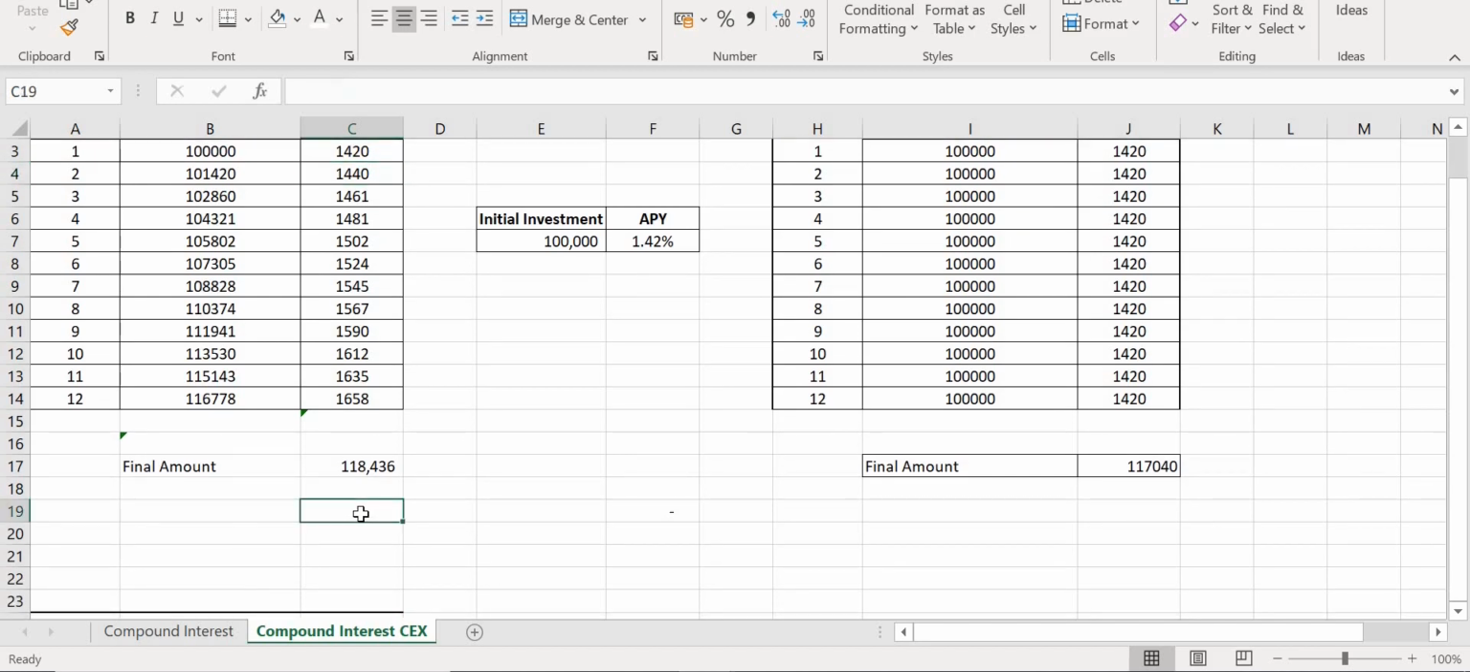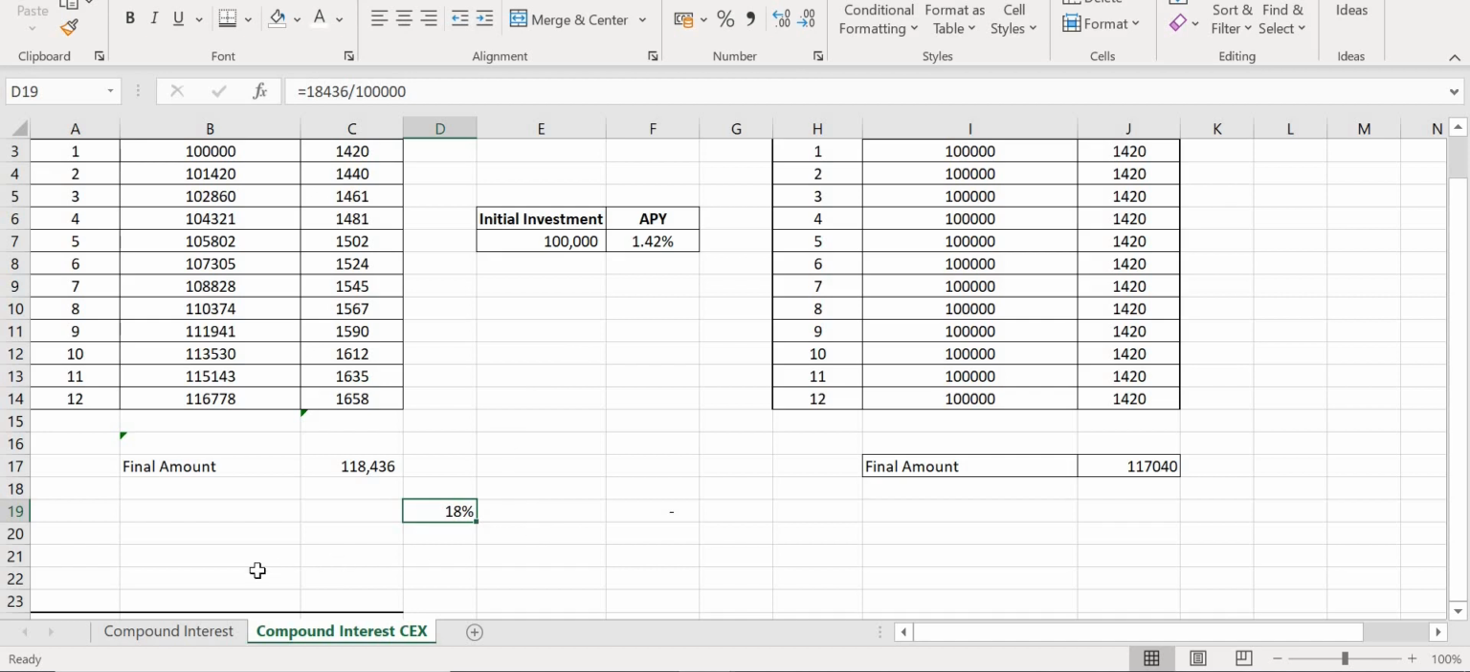So let's work that out as a percentage. That means that what was earned was 18,436. So that's how much ZIL I earned. And my initial investment was 100,000 ZIL. There we go. Which means a return of 18% was made.